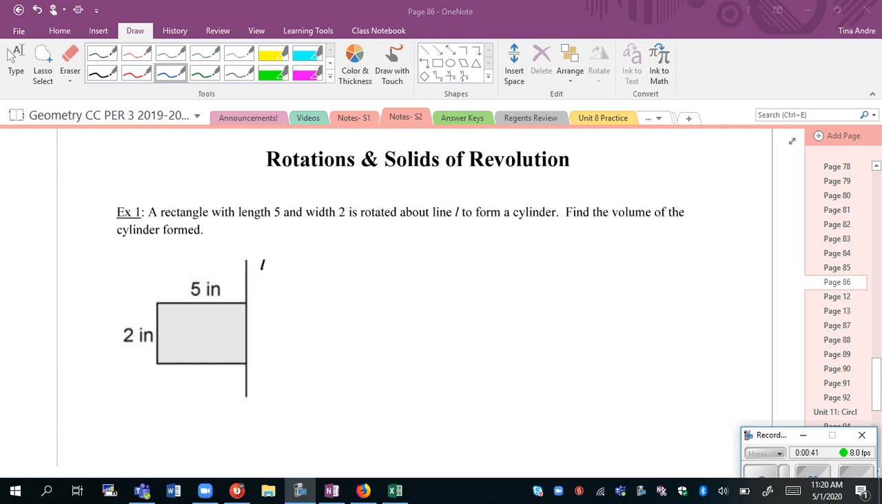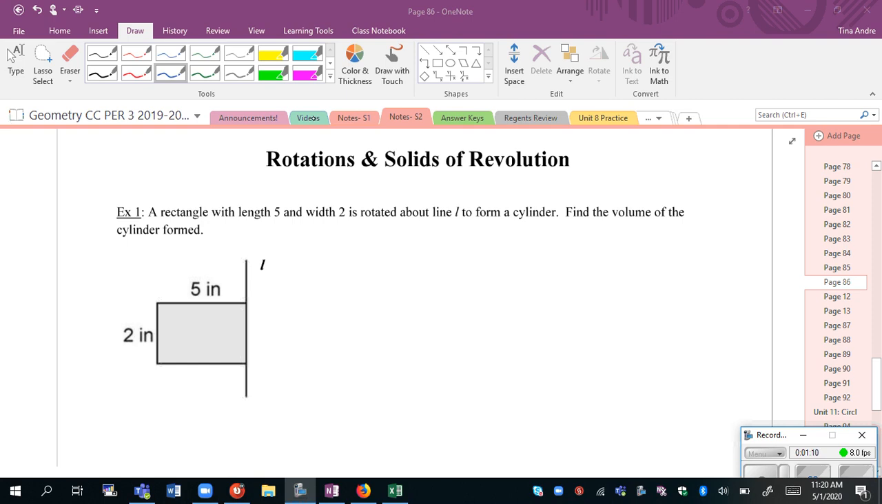For this first example, we're going to look at how to find the volume of a cylinder that's formed by this rectangle. If I'm rotating this rectangle around line L, you have to know that this is going to create a cylinder. I know that from the previous video, but also if I think about this rectangle as it's coming off the paper and then it's going to fall back down and go behind the paper.